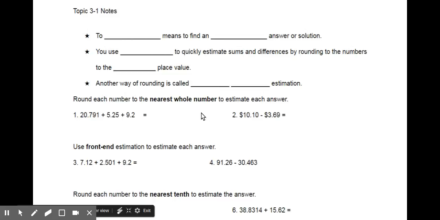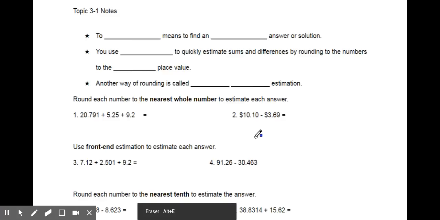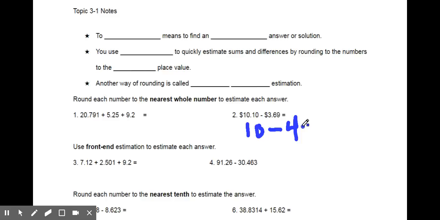Number 2 still says nearest whole number. So you would have, it's talking about dollars this time, but $10, 10 is the whole number. So look 1 to the right, and it's number 1. That is smaller than 5, so it stays as 10. And then we have 3.69. 3 is the whole number. Look 1 to the right, and it's greater than 5, so that rounds up to 4. So now it's just 10 minus 4. And 10 minus 4 is 6.